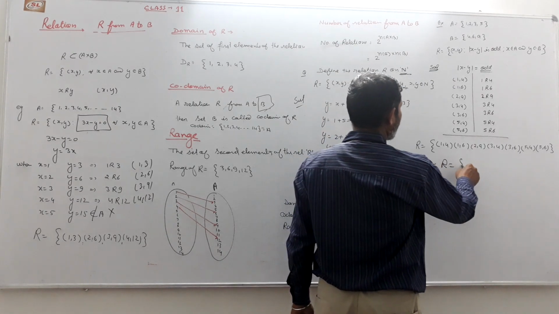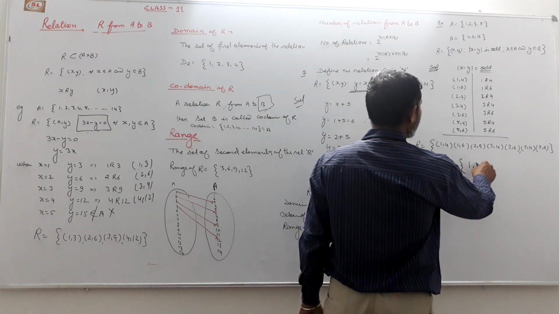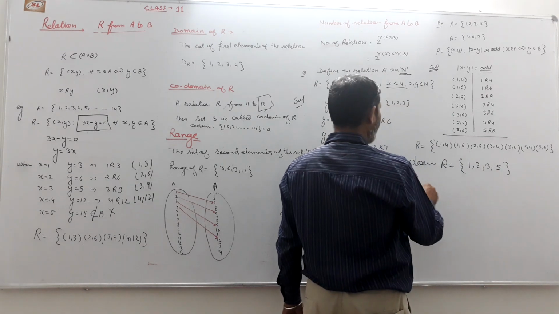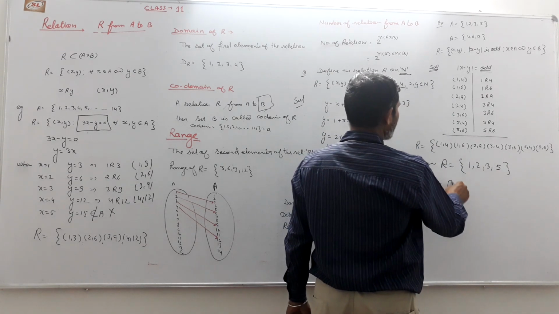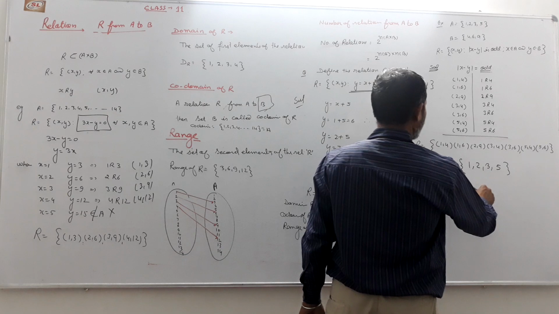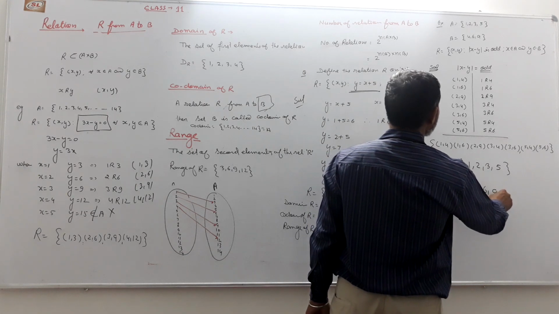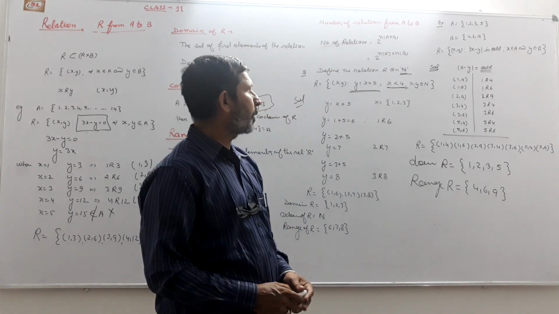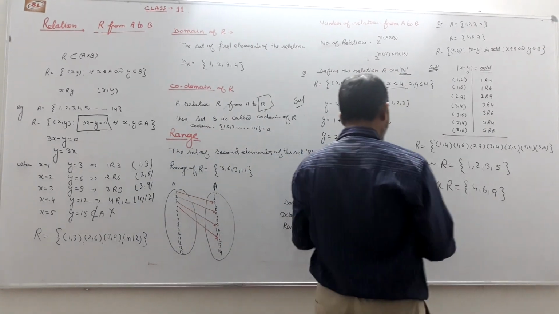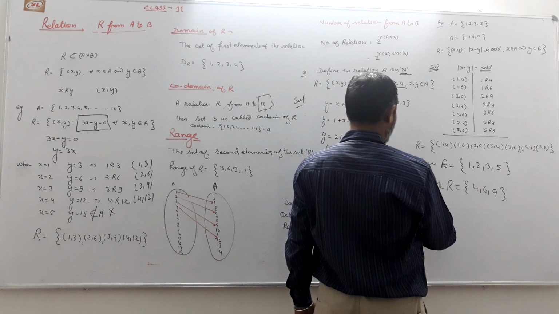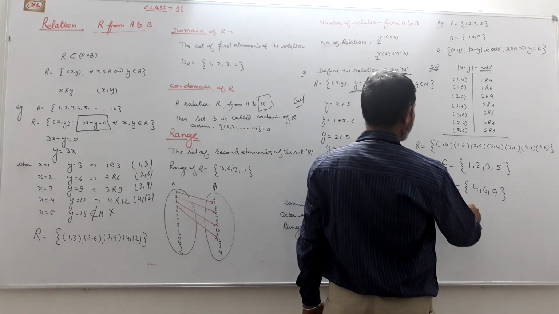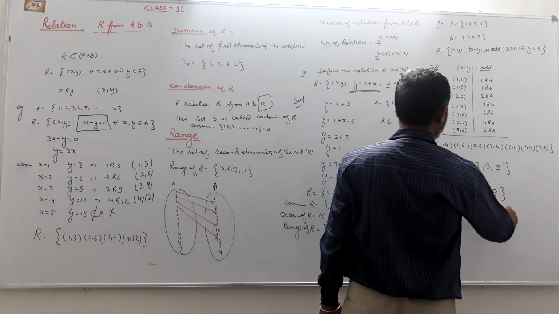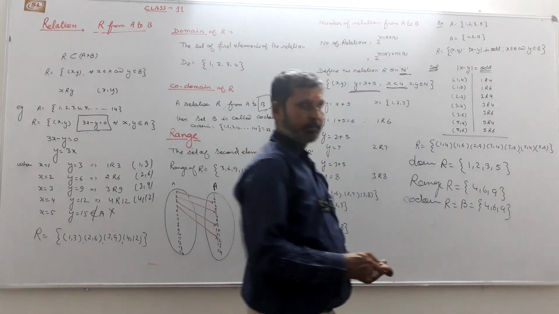The domain of the relation is 1, 2, 3, 5. What about its range? The range of the relation is 4, 6, 9. And what about the codomain? The codomain is the second set. And what is the codomain? That is set B equals 4, 6 and 9.